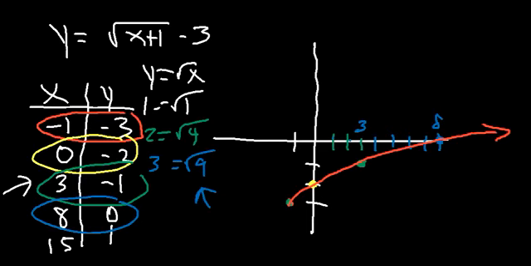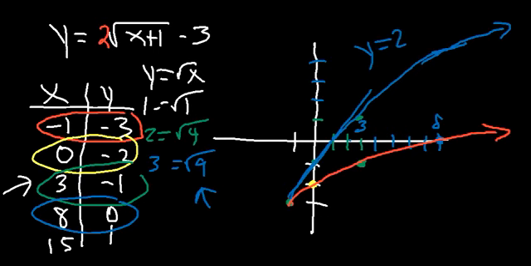Now keep in mind, let's say if we put a 2 in front, everything is going to double. So as you go 1 to the right, you're going to go up 2 instead of up 1. As you go 4 to the right, instead of up 2, you need to go up 4, which is somewhere over here. And as you go 9 to the right, instead of going up 3, you need to go up 6, which will be somewhere over here. So your graph will look something like this, if it was y equals 2 square root x plus 1 minus 3.